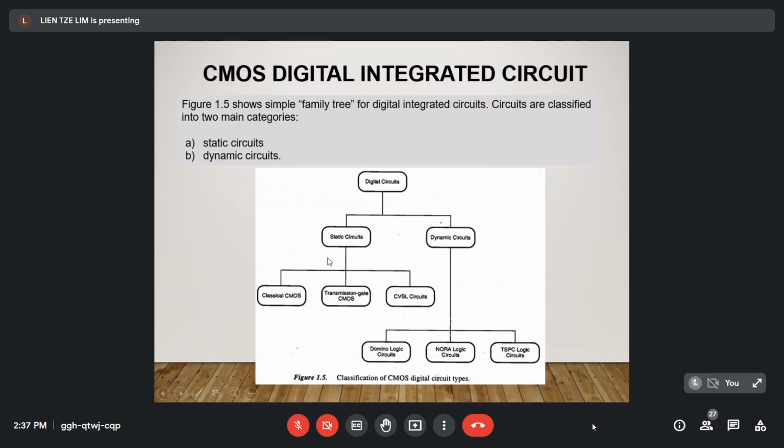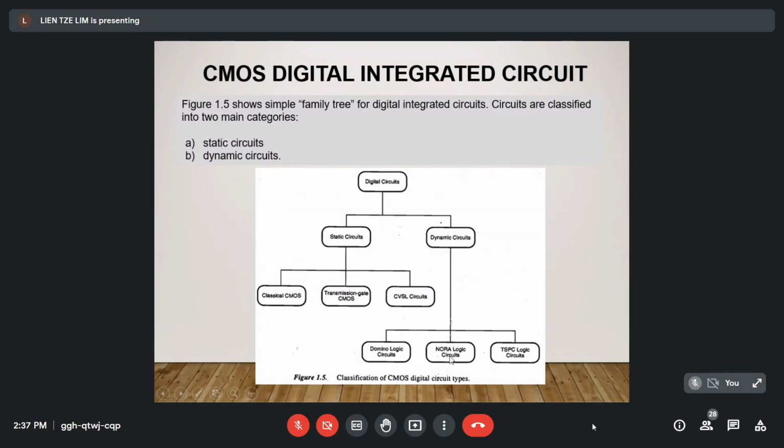Previously I mentioned CMOS. CMOS is on its static characteristic. But for transmission gate CMOS and CVSL circuit, I didn't cover both of these. For dynamic circuit, there are domino logic circuit, Lora logic circuit, and TSPC logic circuit. So I will cover the domino logic circuit and Lora logic circuit.